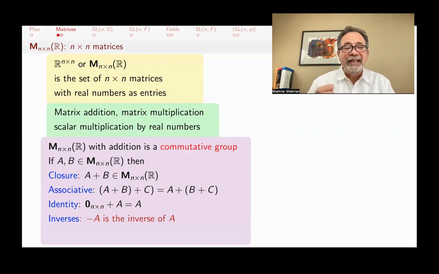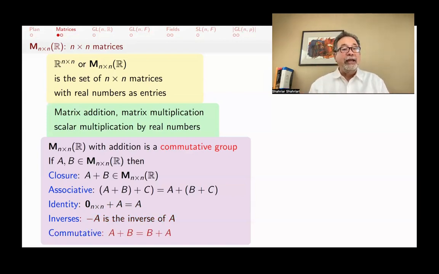Note that when we say the inverse in this context, we don't mean the matrix inverse, because we're now only focusing on addition. The inverse is the thing that when you do the operation with the matrix, you get the identity. The identity here is the zero matrix. So the inverse will be minus A. A plus B is also B plus A. So this makes it a commutative group.